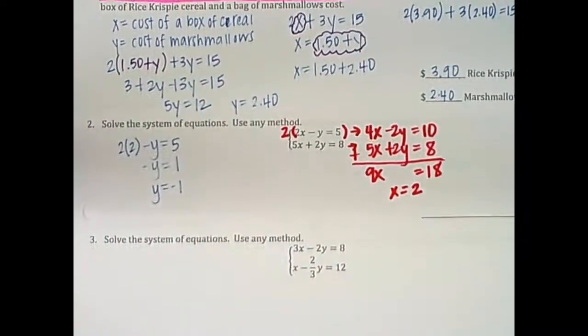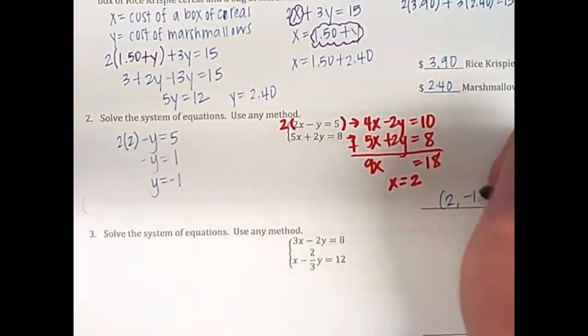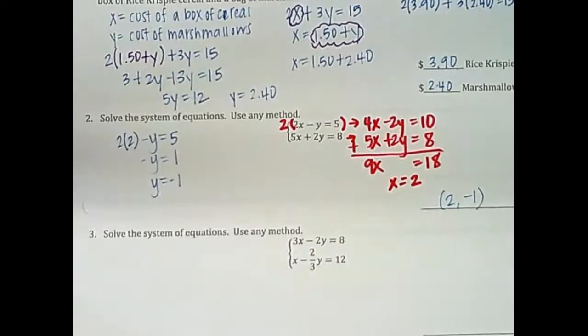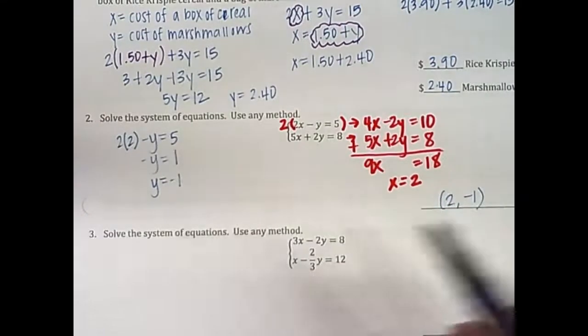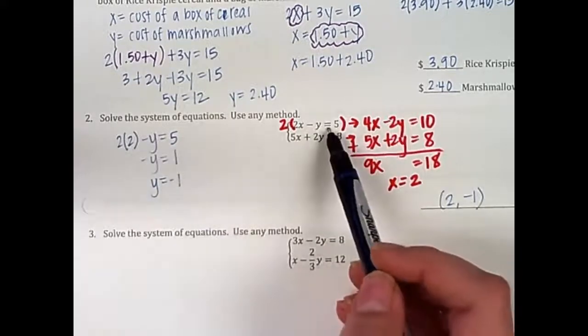I do want you to write your answer as an ordered pair. So your answer would be (2, -1). If you wanted to check your work, you could plug it back in. Because to get my -1, I plugged it into this equation.